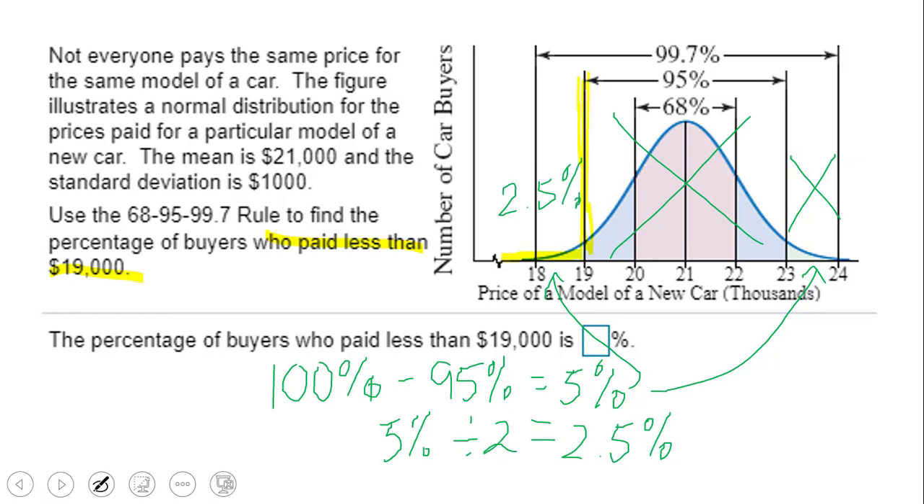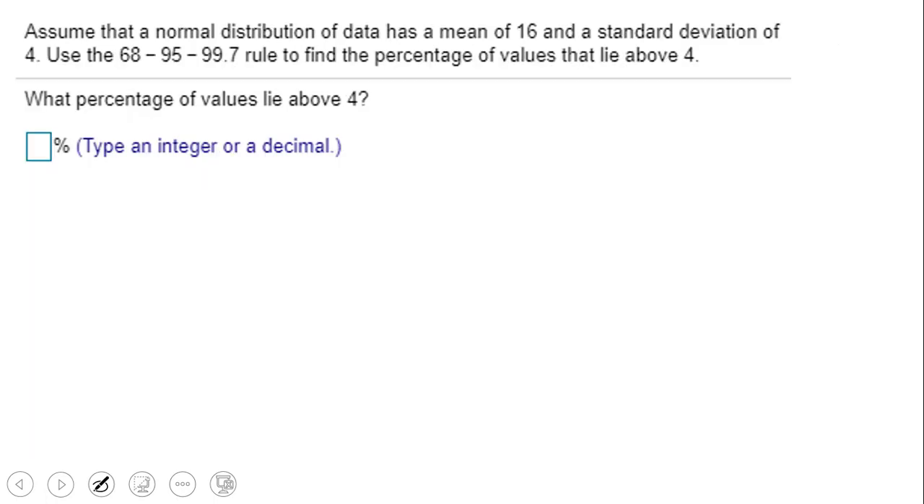So 2.5% falls here and 2.5% falls here, and that's how, if you add 2.5 and 95 and another 2.5, you get the whole picture, which is 100%. So we were looking for just this lower 2.5%. Let's look at one more.